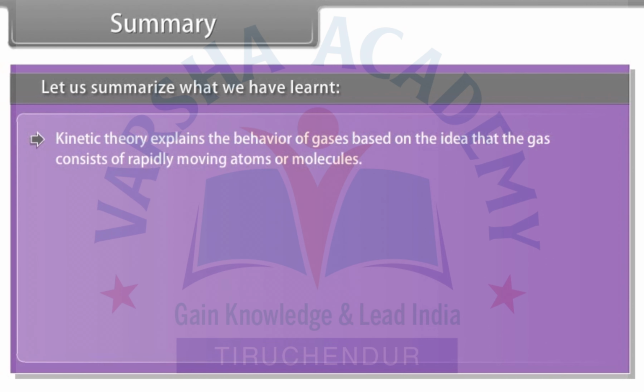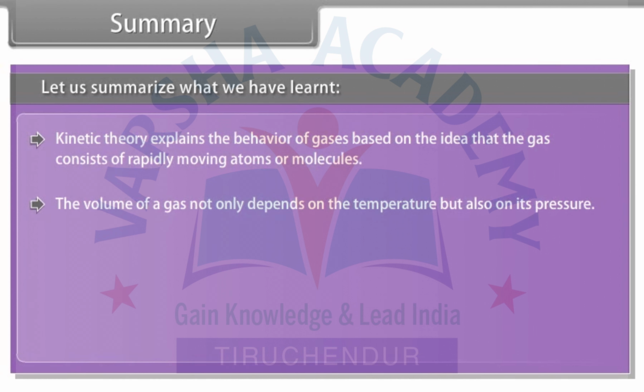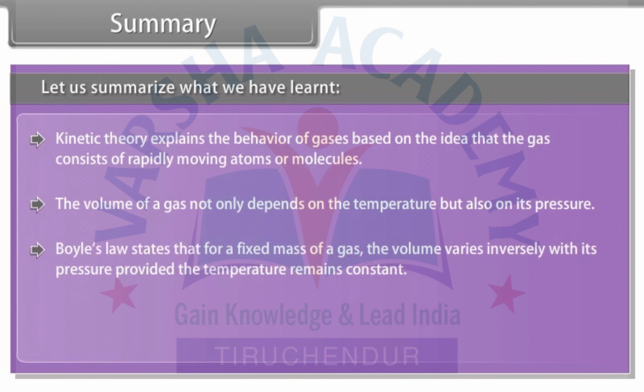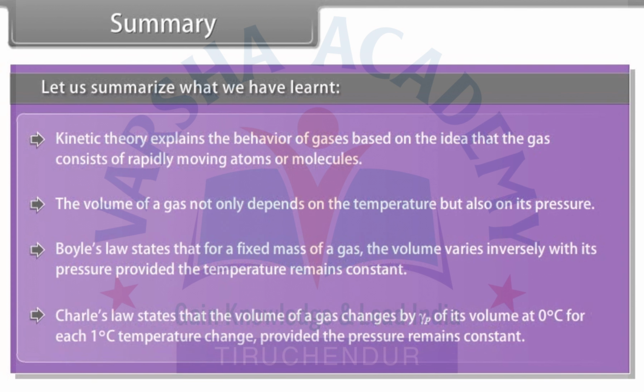Kinetic theory explains the behavior of gases based on the idea that the gas consists of rapidly moving atoms and molecules. The volume of a gas not only depends on the temperature but also on its pressure. Boyle's law states that for a fixed mass of a gas, the volume varies inversely with its pressure provided the temperature remains constant. Charles' law states that the volume of a gas changes by gamma p of its volume at 0 degrees centigrade for each 1 degree centigrade temperature change, provided the pressure remains constant.